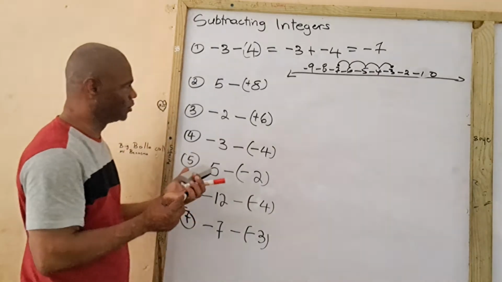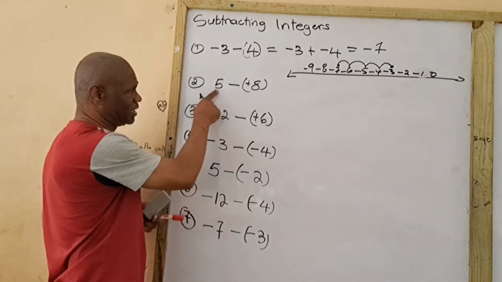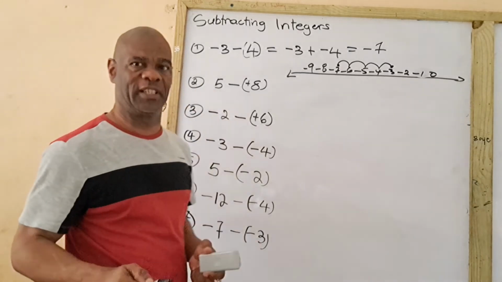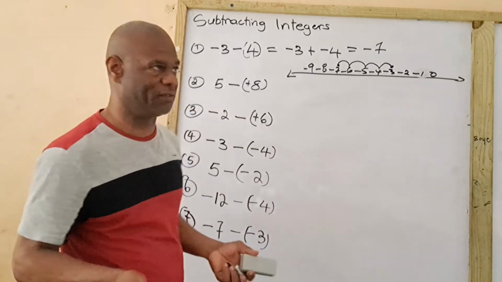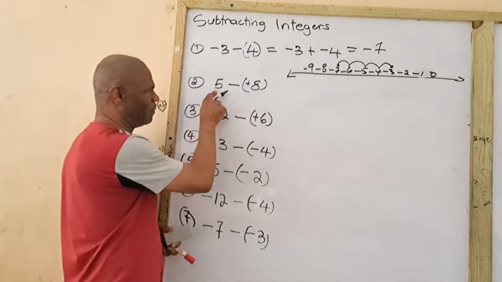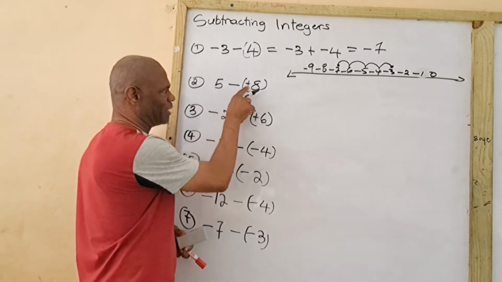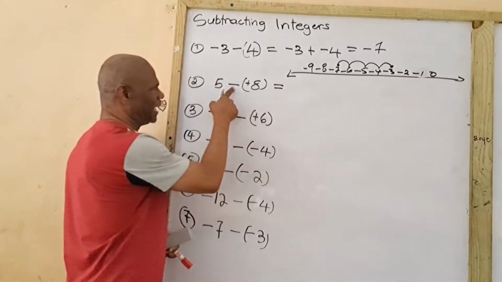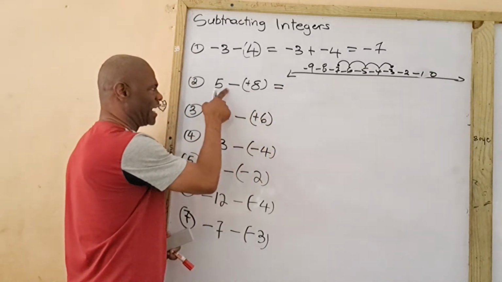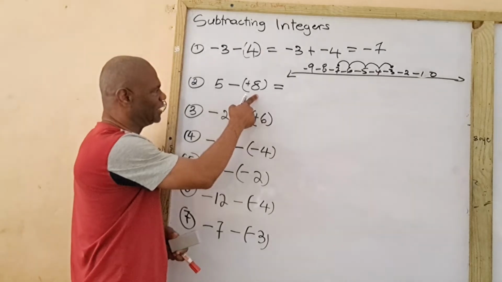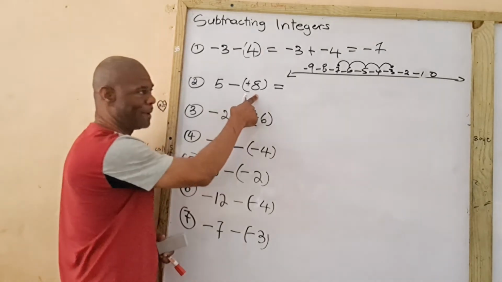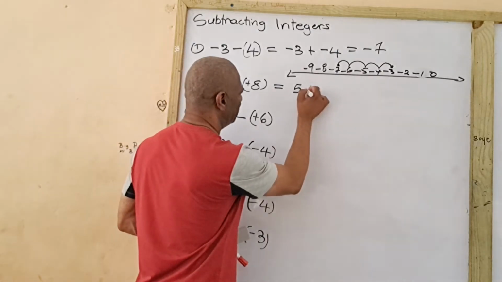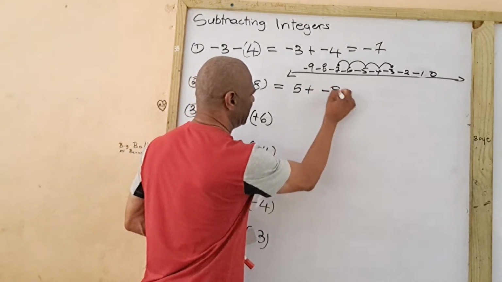So again, this is a +5. Remember we said if there's no sign to the left of it, it means that the number is positive. So +5 minus a +8. Remember we said now we are going to do what? Add the opposite. The opposite of a +8 is a -8. So that would be 5 plus -8.